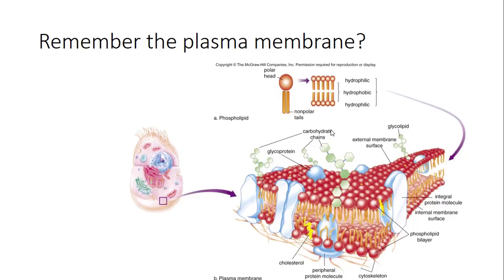So remember, the plasma membrane had phospholipid bilayer as its main component, but also embedded in that membrane would be transport proteins and cholesterol molecules, and also some carbohydrate chains on the surface. So some molecules will go directly through the phospholipid, some need to pass through a protein channel.